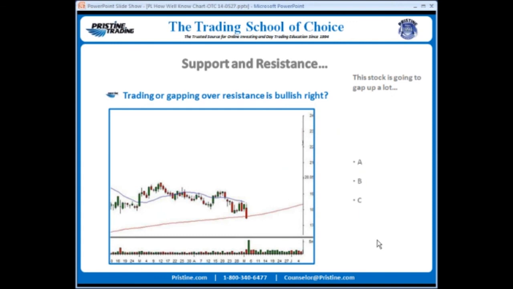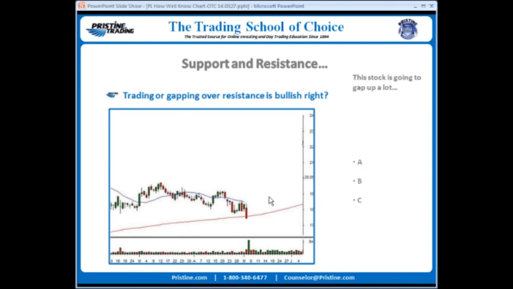One more on support and resistance. And here I just want to show you guys again, you seem like an extremely knowledgeable group of traders, more so than any group I've talked to, outside of Pristine ever. You guys have had a lot of great comments. I haven't been able to read them all. So let's take a vote on this one.